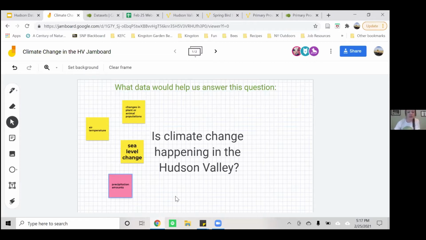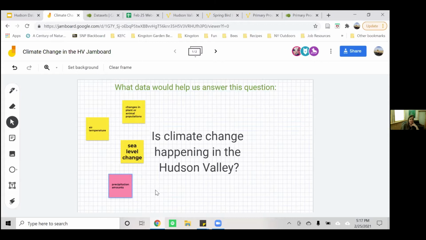Okay, so I'm seeing precipitation amounts has come in, sea level change, changes in plant or animal populations, and air temperature. Awesome. I want to hear more from whoever put in changes in plant or animal populations. What do you mean by that?